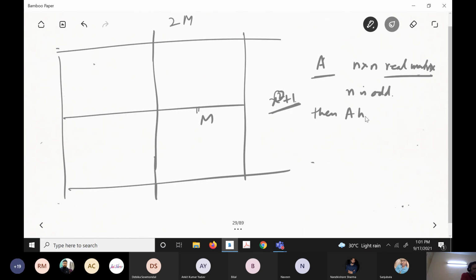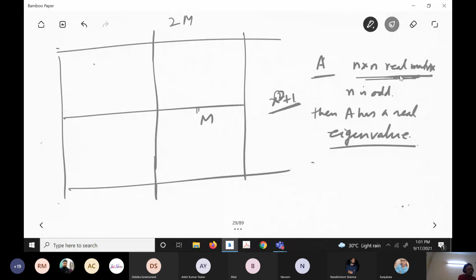Then A has a real eigenvalue. How to prove it? This is a simple thing. The characteristic polynomial will have odd degree, and since I have taken a real matrix, it will have all real coefficients. So that's the result you are using. So it will have a real root, which means it will have a real eigenvalue. The same thing I am using here, but make sure it is a polynomial with real coefficients of odd degree, not just a polynomial of odd degree. So a polynomial with real coefficients of odd degree has a real root.